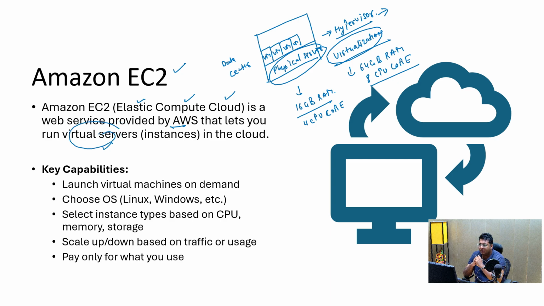So what are the key capabilities? When it comes to EC2, you can create a Windows-based instance, Linux-based instance, Mac OS, Ubuntu, all operating systems are possible. You can choose the instance type based on your need, for example, how much CPU you need, how much memory you need, and how much storage you need. Based on that, you can create your EC2 instance. An instance is nothing but a virtual machine.